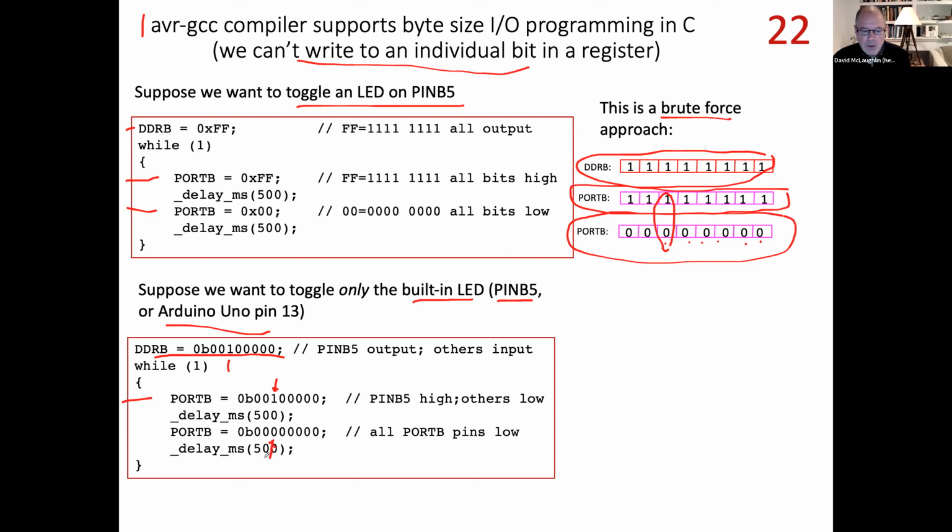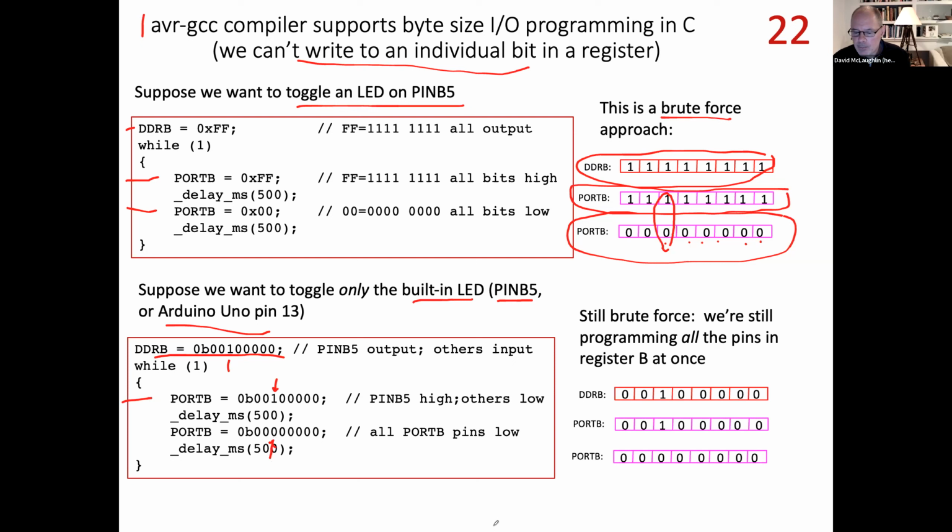Okay. So what this code is accomplishing is shown over here. I am still toggling this one high or low, but I'm making all the other ones low. So it's still brute force because we're still programming all the pins at once. Okay. Question: does writing it in binary take up more memory? No, it doesn't.